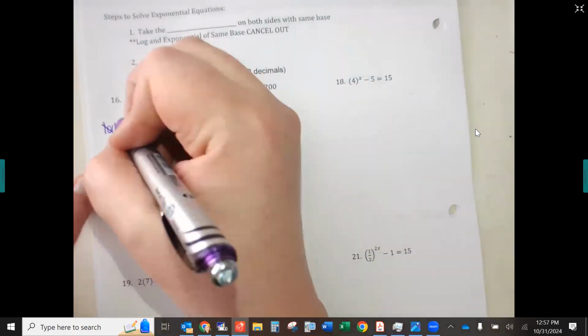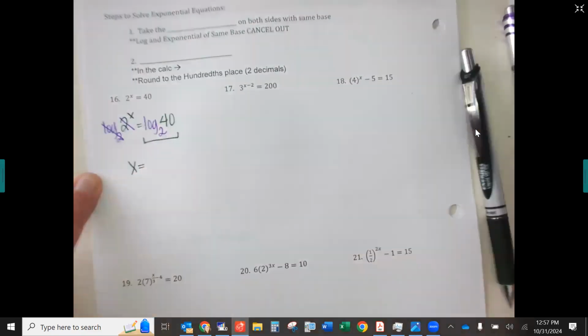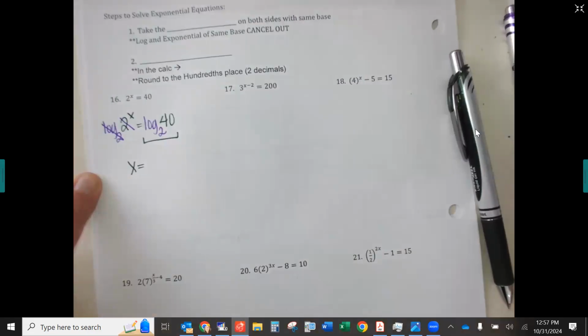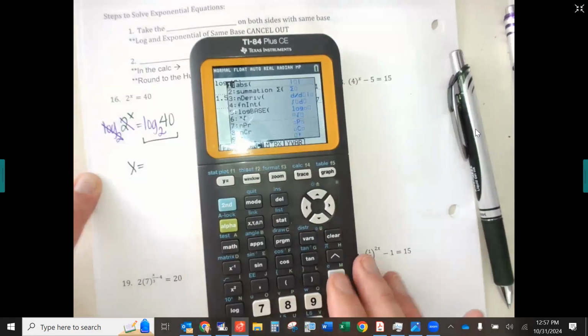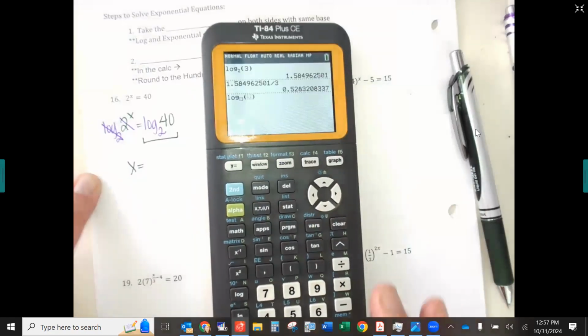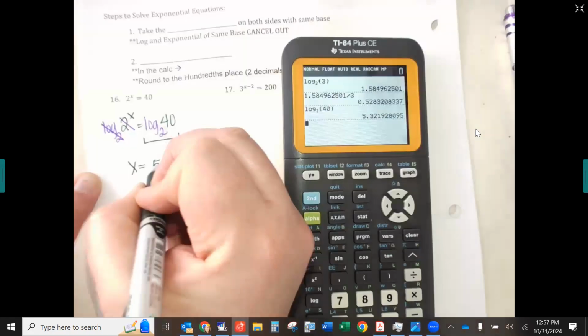So then my little 2 and my big 2 are going to cross out. I'll have x equals, and then we're just typing this into the calculator. The way you do that is push alpha window and then go down to log base. Then I'm putting a 2 in this box, a 40 in this box. So I get 5.32. Okay, 5.321.